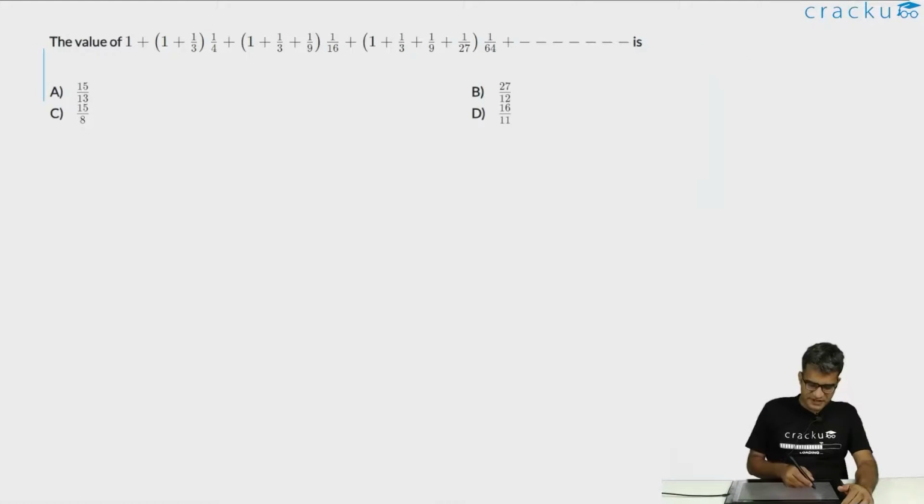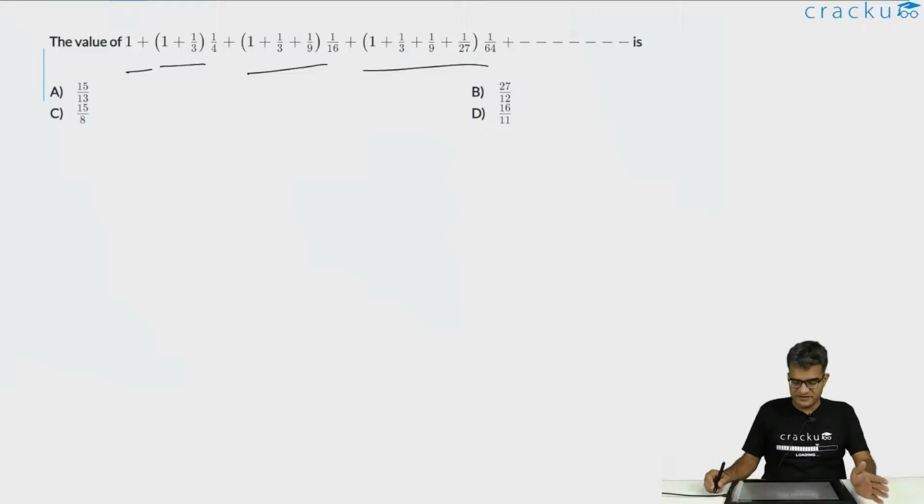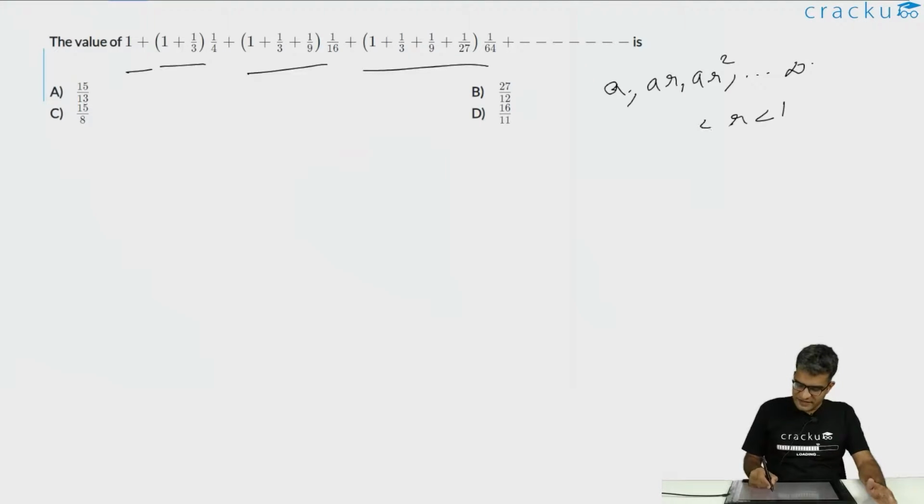In this question, we are asked to calculate the value of 1 plus 1 by 3 into 1 by 4 plus 1 plus 1 by 3 plus 1 by 9 into 1 by 16 plus 1 plus 1 by 3 plus 1 by 9 plus 1 by 27 into 1 by 64 plus dot dot dot till infinity. If you are looking at the sum of an infinite geometric progression, of the form A, AR, AR square and dot dot dot till infinity, and if R lies between 1 and minus 1, the sum of this geometric progression is A divided by 1 minus R.